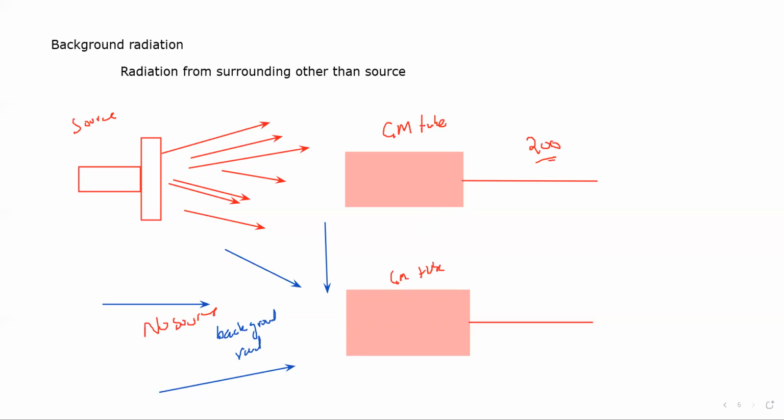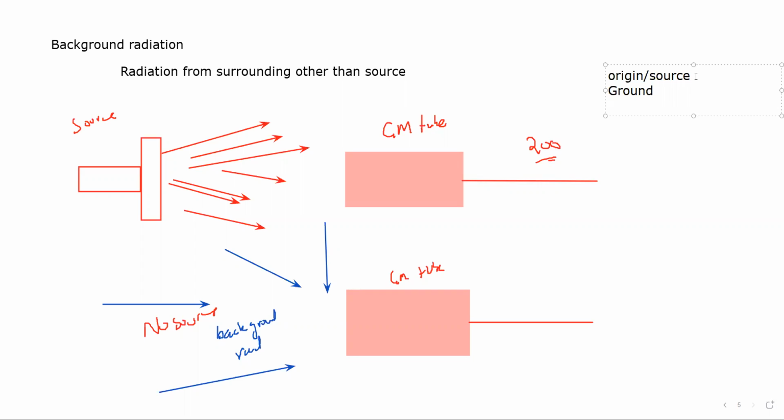And what are the sources of background radiation? What is the origin of the background radiation? There are different sources, like radon gas in our atmosphere. Radon is also radioactive. Radon also emits radiations. Even inside the ground, we have some radioactive materials. So it can be from the ground.